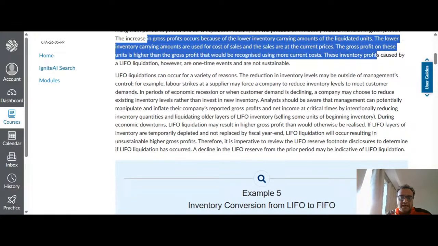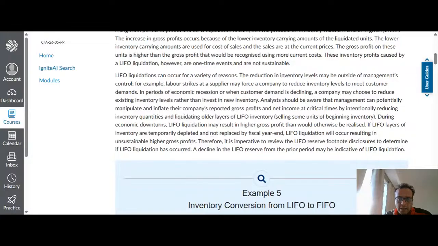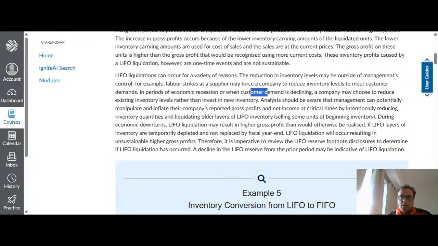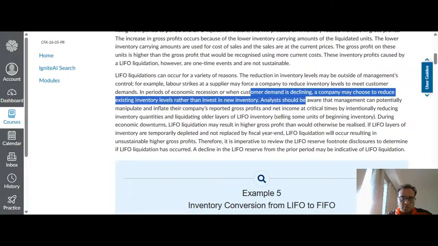The LIFO liquidations can occur for a variety of reasons. The reduction in inventory levels may be outside of the management's control. A labor strike at the supplier may force a company to reduce inventory levels to meet customer demands. In a period of economic recession, or when customer demand is declining, they may choose to use the existing inventory levels rather than invest in new inventory.